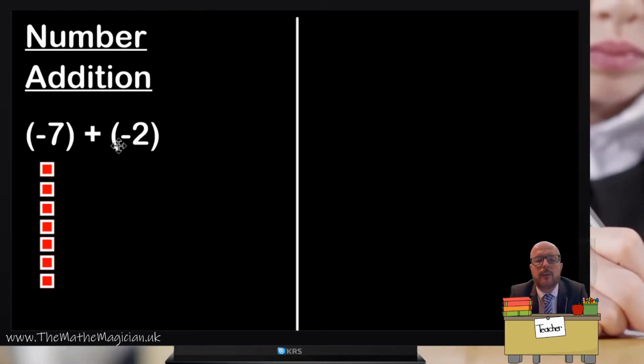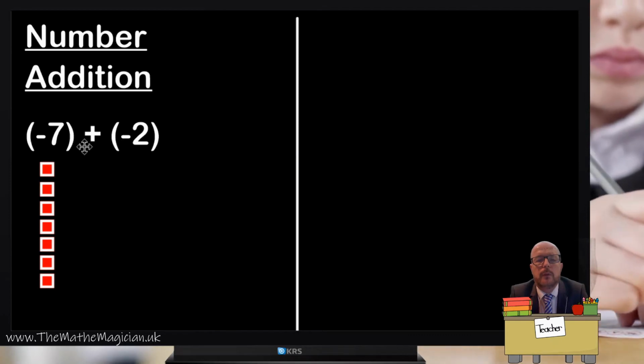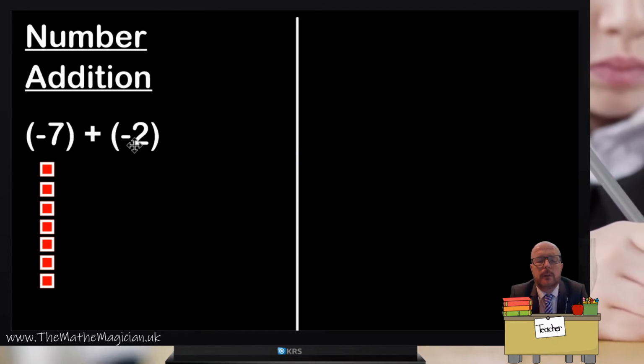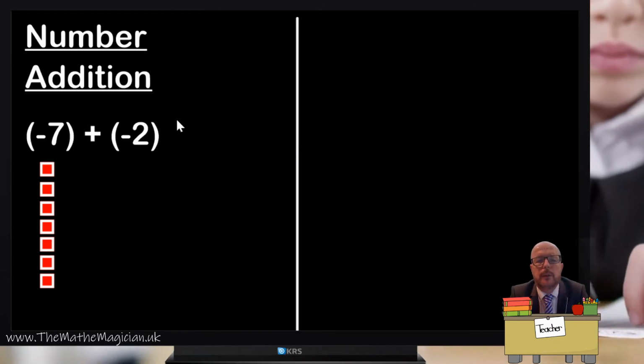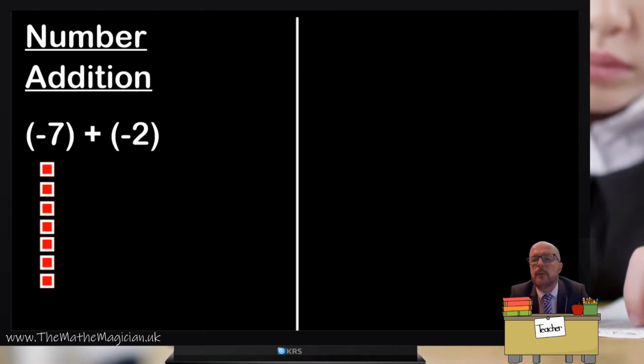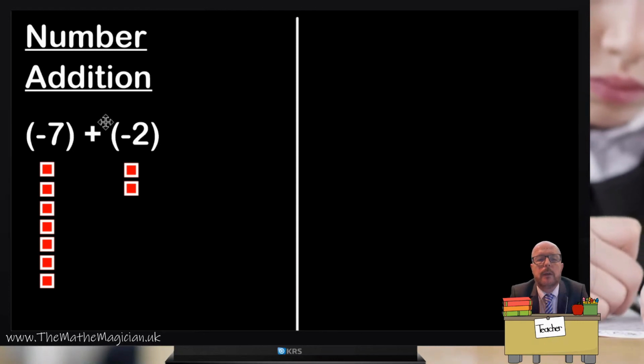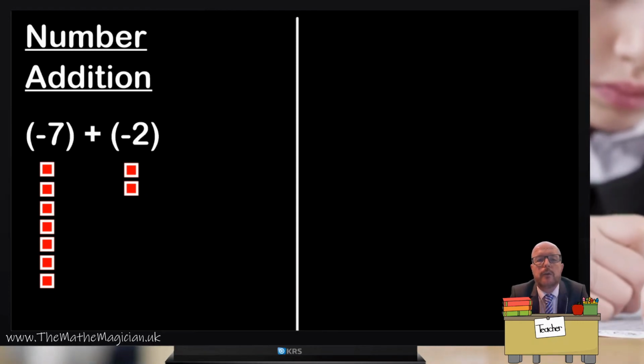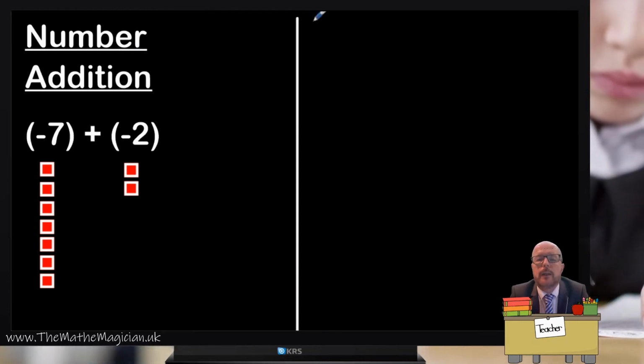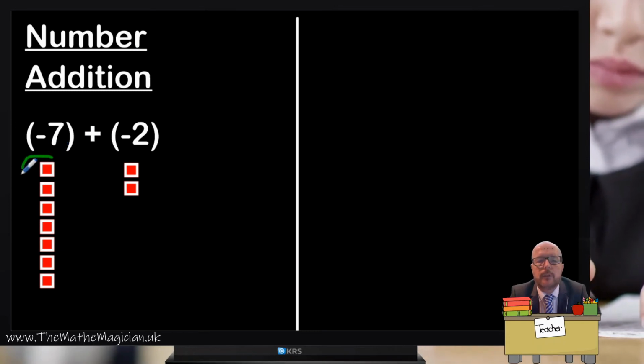And then we've got add on a negative 2. Well, which are we going to do? We're going to add, so we're going to do positive or negative. Well, we're going to deal with a negative 2. So I'm going to bring on a negative 2. And then I'm going to add them together. So I've got no cancelling out this time, because there's no blues to cancel.